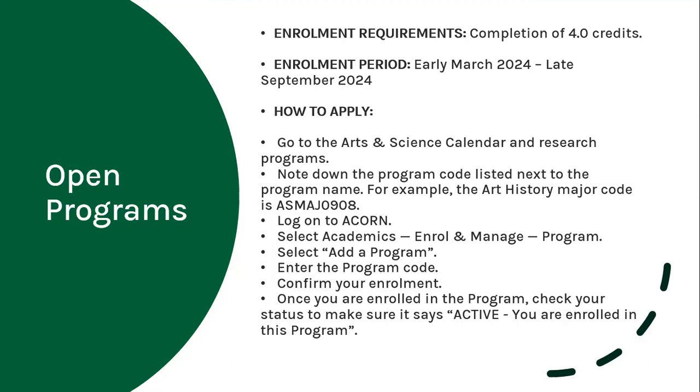Again, I'll show you how to do that, but you'll go to the Arts and Science calendar and look up the program you're interested in. Be sure that it's an open program. Select the code, the major code or the minor code that you're interested in. Log into ACORN and find the academic section, enroll and manage, type in the code, and that should get you enrolled in the program. When it comes to open programs, the program is immediately active. You do not have to wait for anything beyond that. It's just logging into ACORN and enrolling in the program.